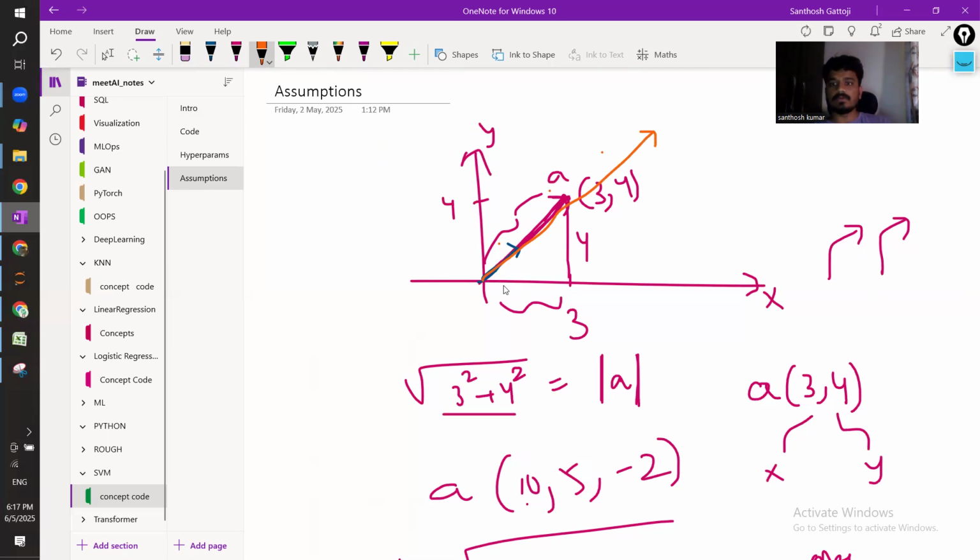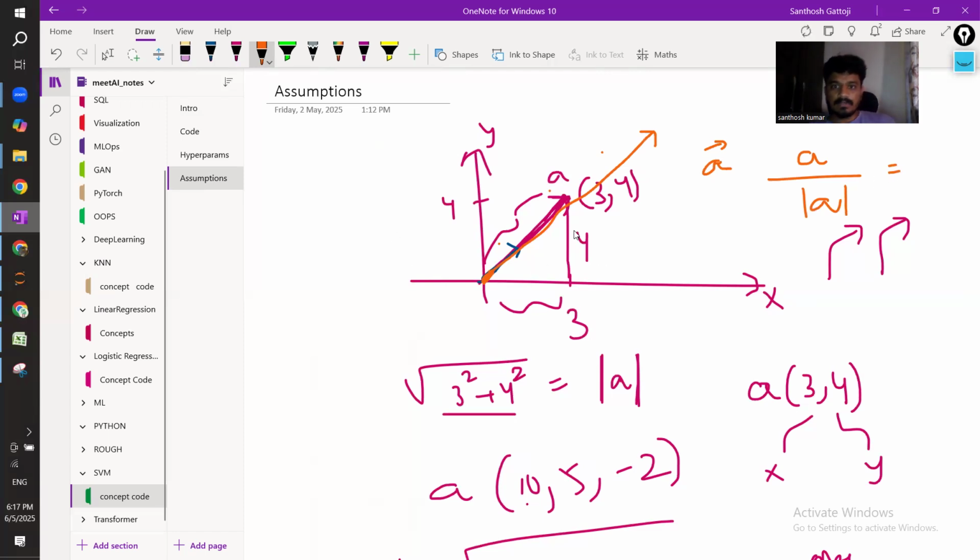Similarly, any vector can be converted into a unit vector. A unit vector is nothing but a vector with a magnitude of 1. So the unit vector of A, if A is a vector: if you want to get the unit vector, you need to divide A by the magnitude of A. Whatever you get, that is the unit vector.